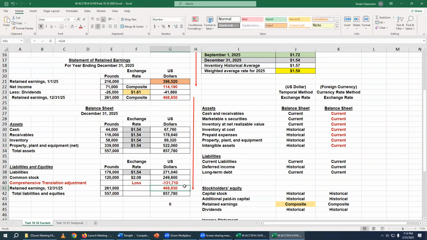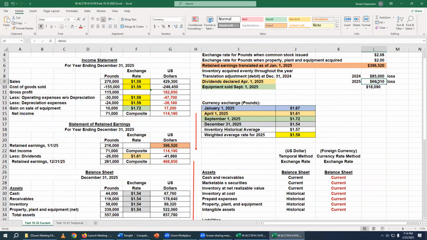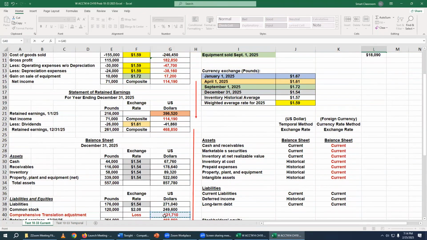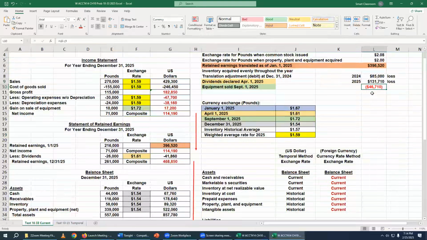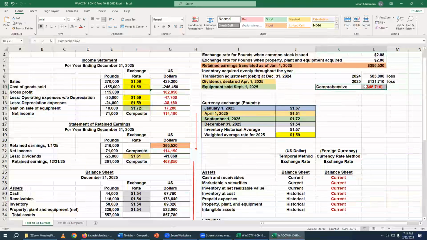Wow, yeah, I'm glad you did. So this one, the loss would be, and we would actually have an additional loss of 46,000 on the comprehensive income. 46,000. It'd be additional loss.